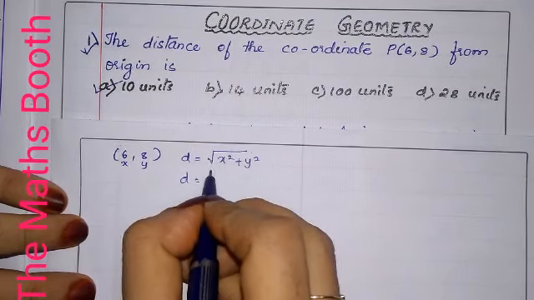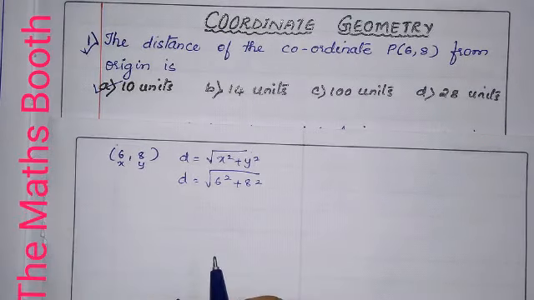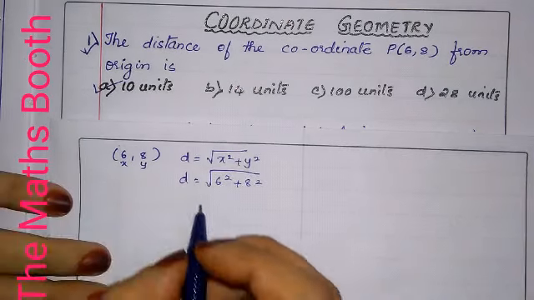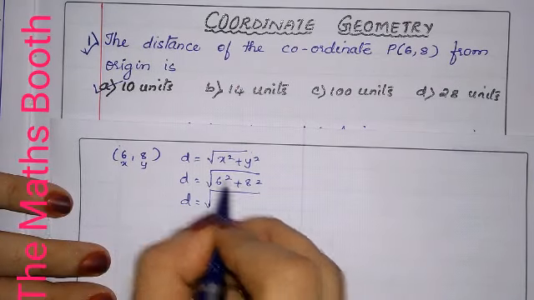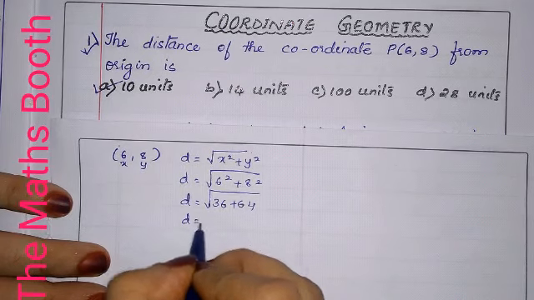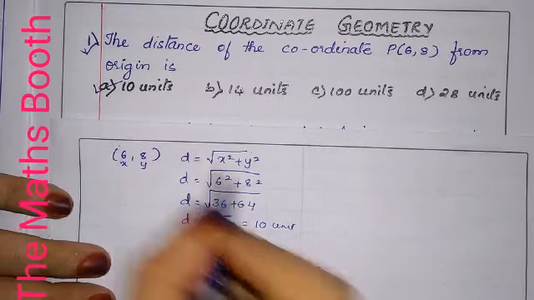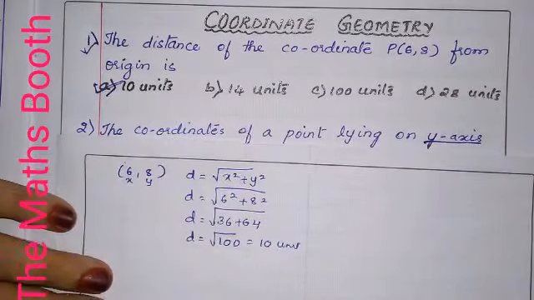So d is equals to root of 6 square plus 8 square. We should be very quick. They are not going to see our steps here, we want the correct answer. D is equals to 6 square is 36 plus 8 square 64. 36 plus 64 is 100 and root 100 is 10. 10 unit is the correct answer. So the first answer is A, 10 unit.